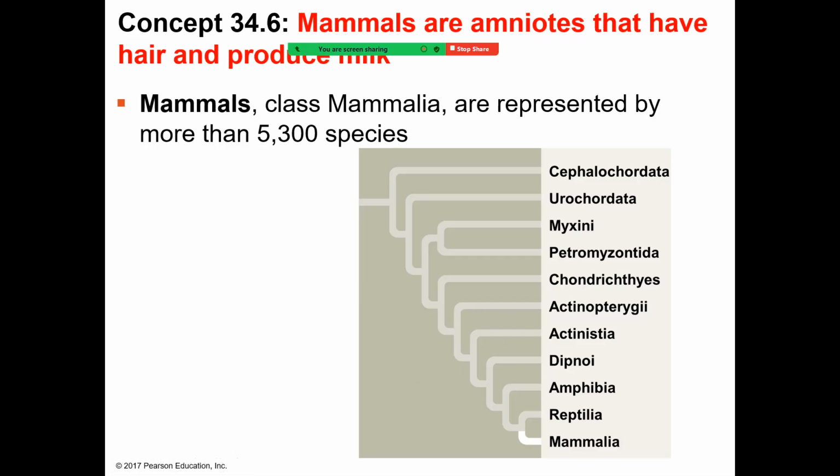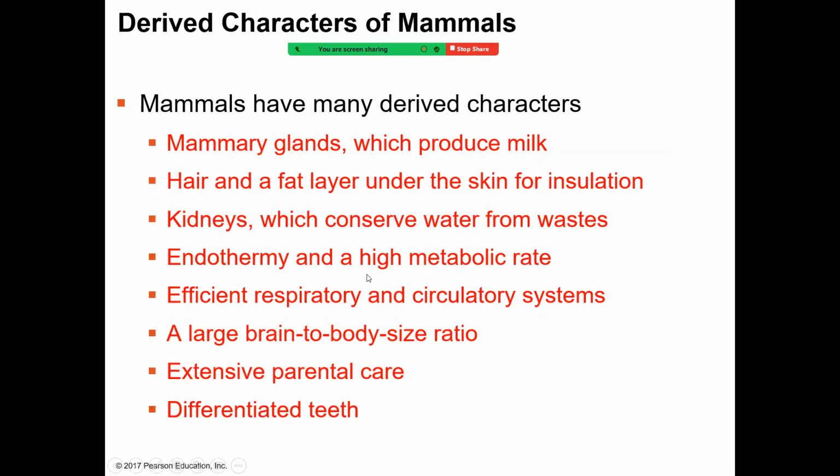Okay, so moving on to mammals. That's the last group that we have here. Mammals are amniotes that have some special derived characteristics that we'll talk about. A couple of those are that they have hair and they also produce milk. So represented by more than 5,300 species today, of which we are one.